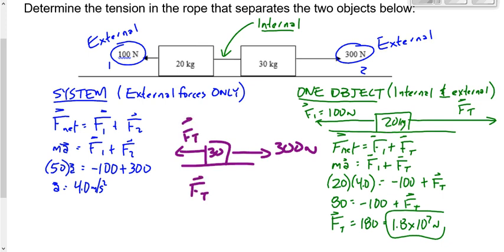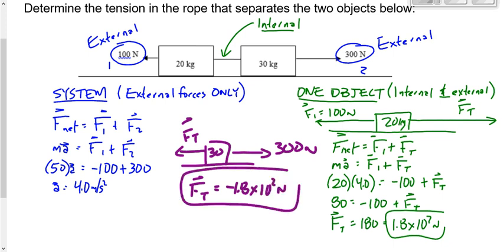What do you think I would have gotten there if I had to analyze the 30 instead of the 20 kilogram object? Not quite. Yeah. Yep, exactly. Mass would change. The net force here would also change. The tension wouldn't change, though. It would have worked out to be negative 1.8 times 10 to the 2. There's where Newton's third law comes into play, right?